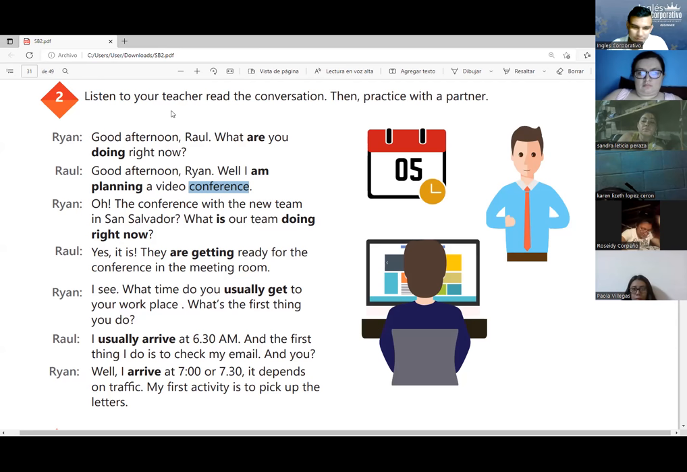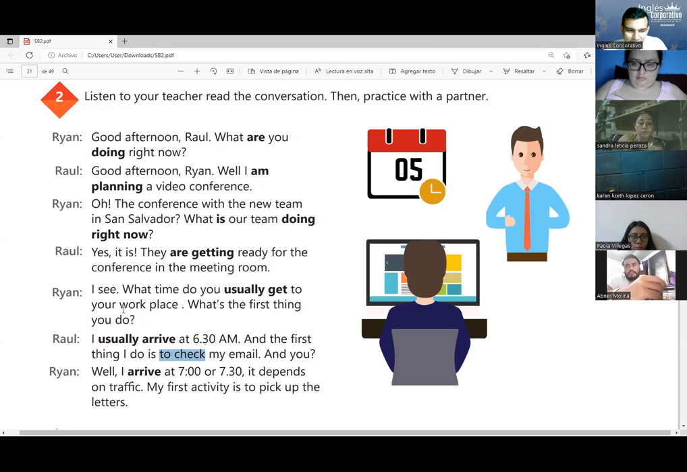¿Saben qué es letters? Cartas. Excelente. Cartas. Okay, traffic? Traffic. Exactly, traffic. Tráfico. Arrive. Llegar. Llegar, muy bien. Let me see. To check. Verificar. Revisar. Chequear. Oh, for example, do you check your husband or wife's cell phone? No. No. Okay. Ahí sí la entendieron.